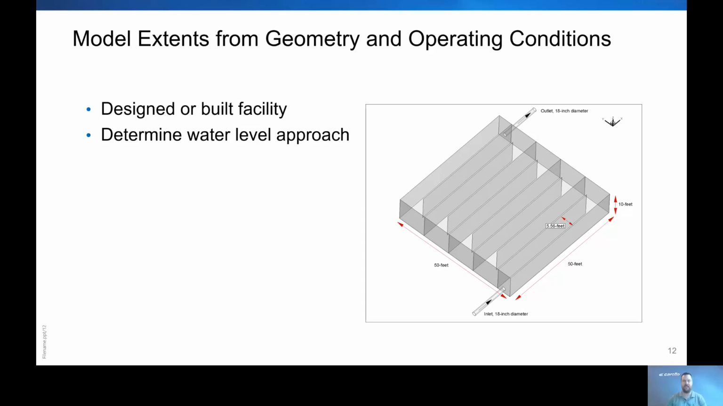And then we need to figure out how we're going to manage the water level, whether it's a free surface model or rigid lid. Generally, contact basins are rigid lid. They operate at a fixed level. If they were free surface and the level were changing through the solution, then our hydraulic residence time would become a variable.